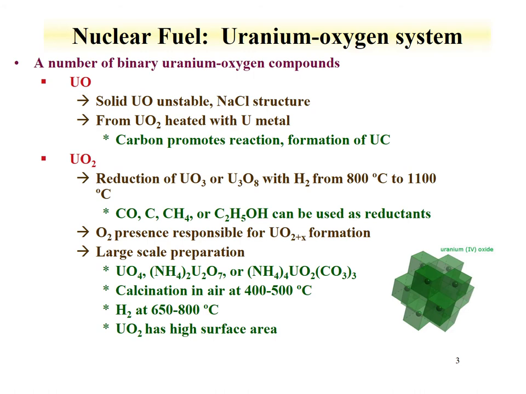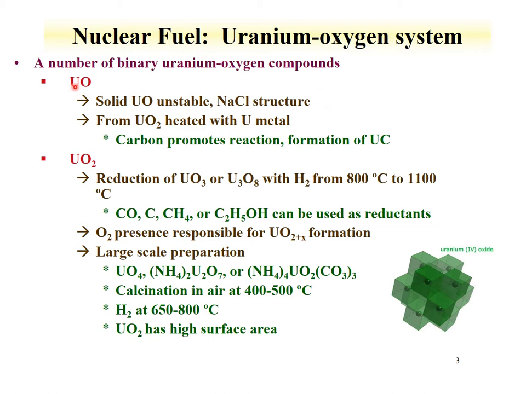In the nuclear fuel cycle, the uranium-oxygen system is of primary importance. This is due to the fact that the main fuel is UO2, and secondly, that the oxides are intermediate species in the formation of other chemical forms of uranium in the fuel cycle. So let's review some of the uranium oxide species that are present.